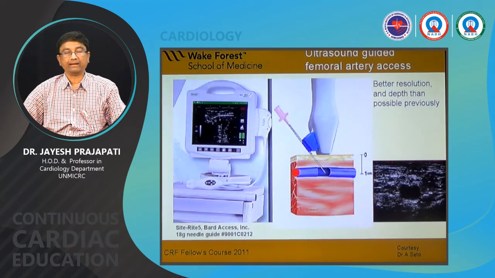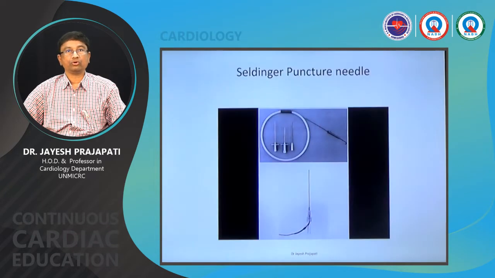And the vein is always on the medial side. The artery is always lateral. So these are the classic techniques. Ultrasonically, you can go tangentially to the dilated vein. This is how you can visualize it sonographically. This is a Seldinger puncture needle. This is how we can do it.